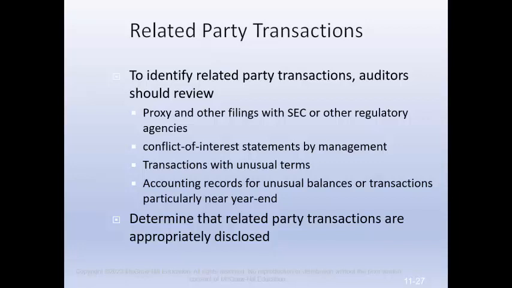To identify related party transactions, the auditors should review proxy and other filings with the SEC or other regulatory agencies, conflict of interest statements obtained by the company from its management, transactions with customers or suppliers that have unusual terms, and accounting records for unusual balances or transactions, particularly those occurring near year end.